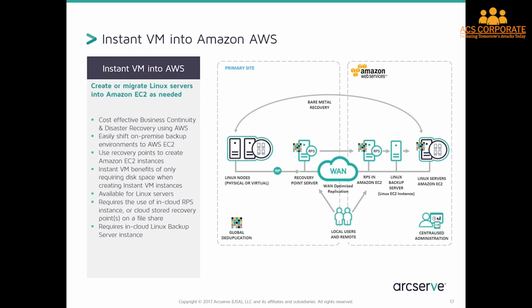In order to use instant VM into Amazon, we need to have a recovery point server in the cloud that has a recovery point from a Linux server replicated to it. We also need a Linux instance running in the cloud that has the Arcserve UDP agent for Linux installed on it. That machine is referred to as a Linux backup server, and its role is similar to the virtual standby proxy. The creation of the instant VM and the sending of the data to the instant VM is achieved through the Linux backup server itself. So if you've got those 2 components in place, we can then perform instant VM into Amazon AWS for Linux machines.